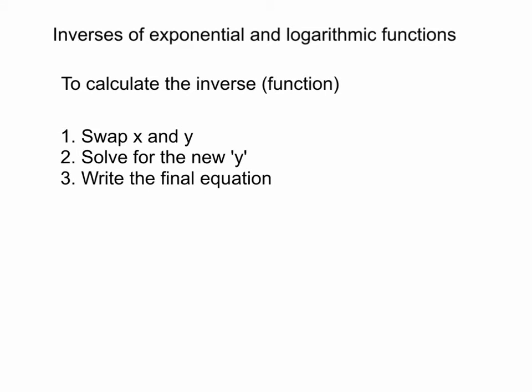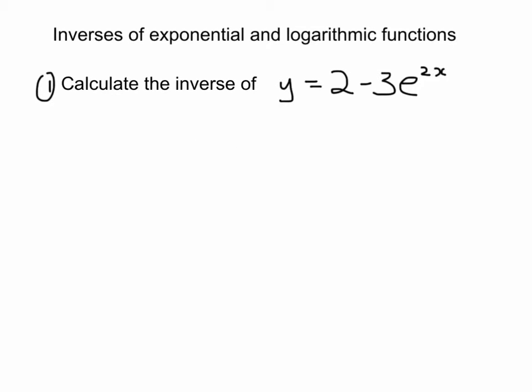So to calculate the inverse function, you've got three steps. 1, swap the x and the y. 2, solve for the new y. And 3, write the final equation. So here we're calculating this one. And our first step is to swap the x and the y. So we'll say let x equals 2 minus 3e to the power of 2y.